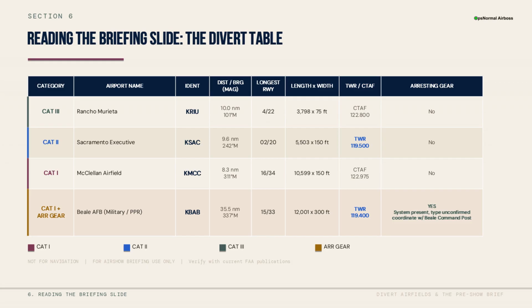Notice the bottom row. Beale Air Force Base is flagged separately as Category 1 plus arresting gear, even though at 35.5 nautical miles it's by far the farthest field on this list. It earns that separate flag because it solves a problem none of the closer fields can. Also notice it's marked military and prior permission required, and the arresting gear note says the system's presence is confirmed, but its type is not, so it's flagged for direct coordination rather than guessed at.